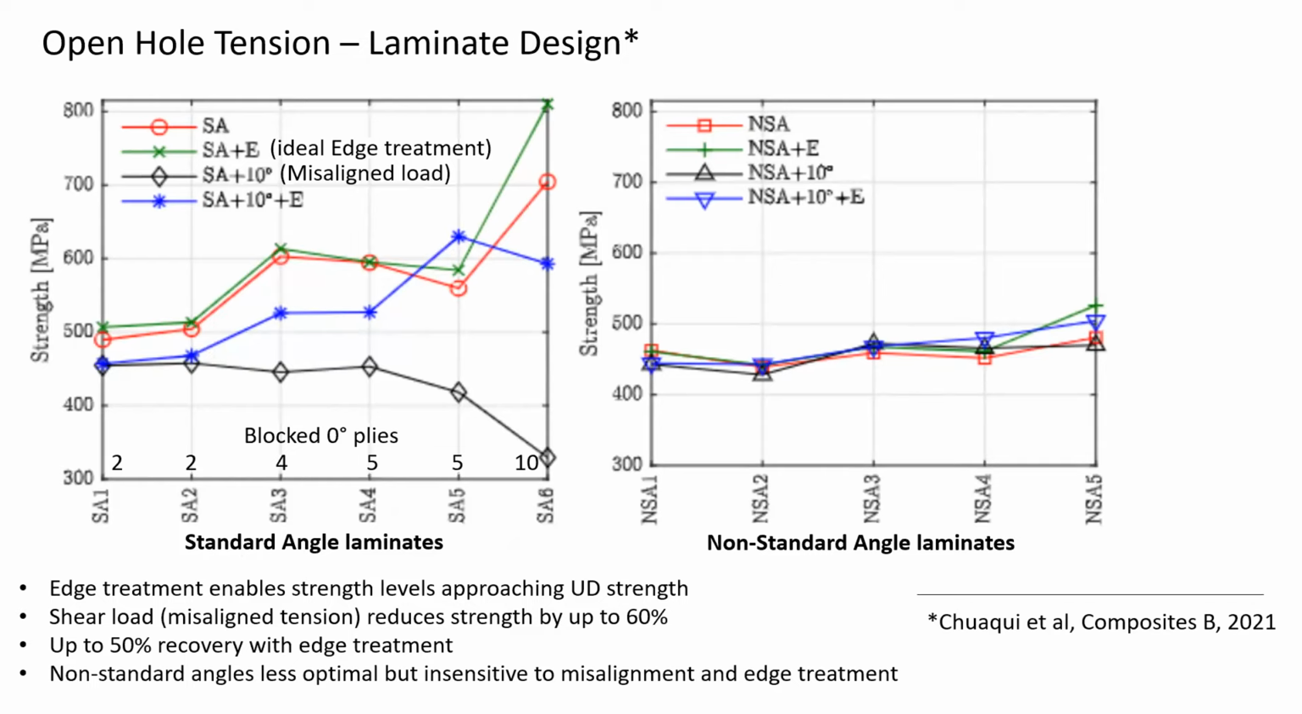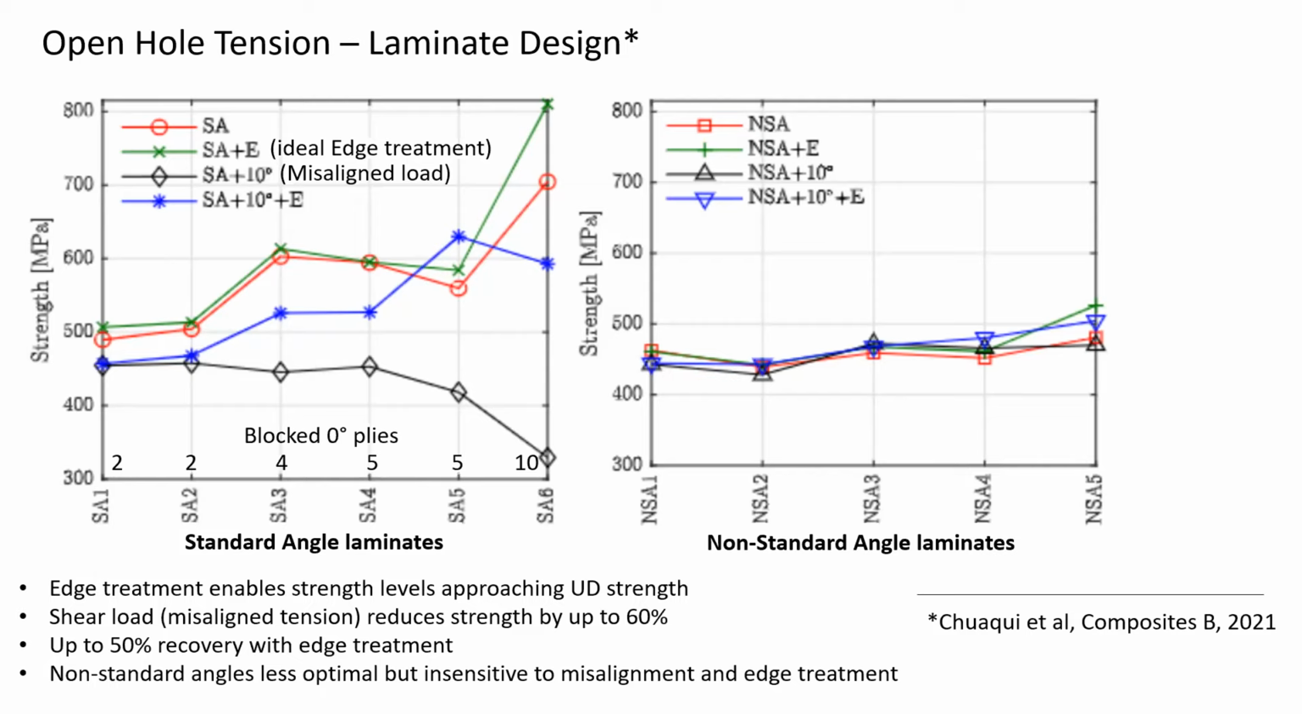And we can see that when we don't have any misalignment, we get much better strength in the open hole case for more blocked plies. But as soon as we increase misalignment, we have a 10 degree misalignment of load, that strength is reduced significantly. However, if we put a layer of edge treatment, this is numerical edge treatment now, so it's 1 millimeter of ideal material that doesn't break, but has the same stiffness as the laminate, we recover a great deal of that strength. It's interesting to note that the non-standard angle laminates, because the shear delamination case occurs naturally, are not affected either by the misalignment or the edge treatment significantly.